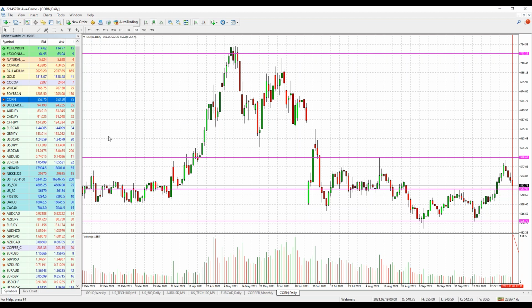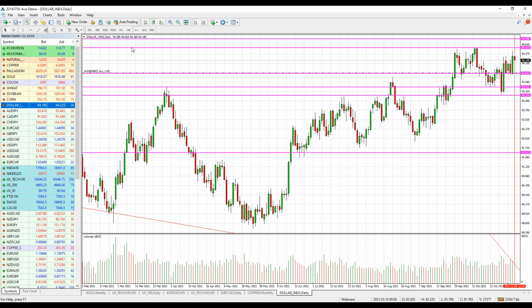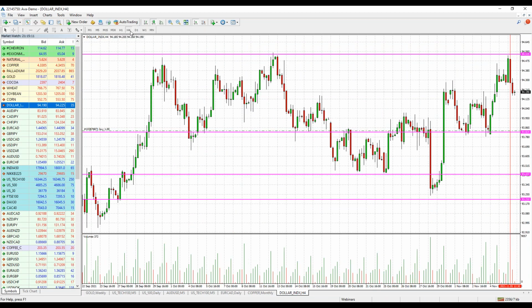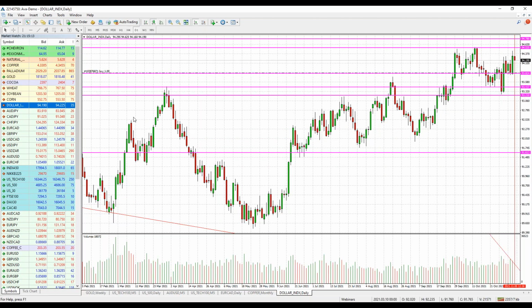Let's move into currencies, and we start with the US dollar index, and this is the daily chart. Thursday was a strong day after we confirmed this level, 93.82. We couldn't break it to the downside. Then we closed higher than the previous 4 days.